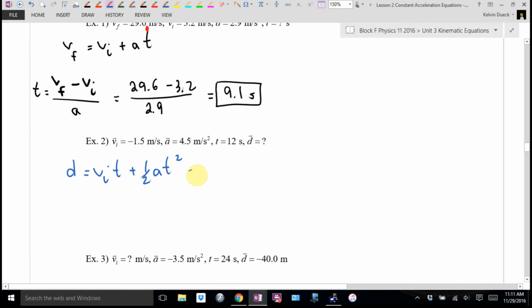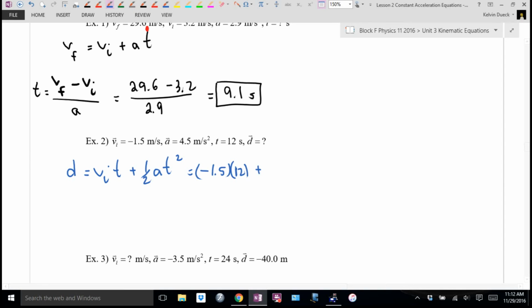Straight plug and chug. Now, if I gave you this as a word problem, here's what I would have said. Suppose you start out going backwards at 1.5 meters per second, and you're accelerating forwards at 4.5 meters per second squared for 12 seconds. How far do you go? To try and answer that by making a chart like we did last day would be crazy. But we can now get this pretty easily with our calculators by plugging and chugging. It's going to be negative 1.5 times 12 plus, how do I type 1/2 into my calculator?